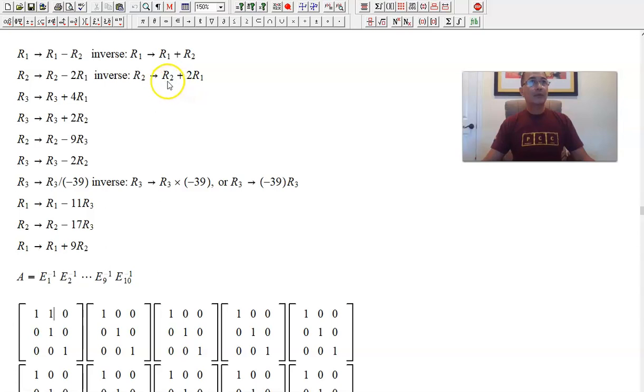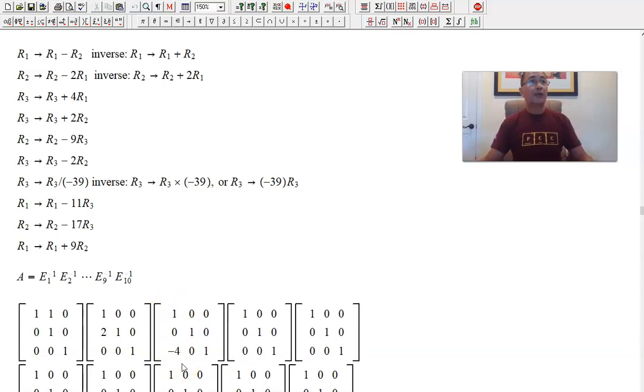Next, row 2 becomes row 2 plus twice row 1. So this is row 2. We add twice row 1. That becomes 2. Okay, now we have to reverse these operations and put down the effect on the next 3 matrices. So we have these 3. So instead of row 3 plus 4 row 1, we will need row 3 minus 4 row 1. So there's a 1 there.